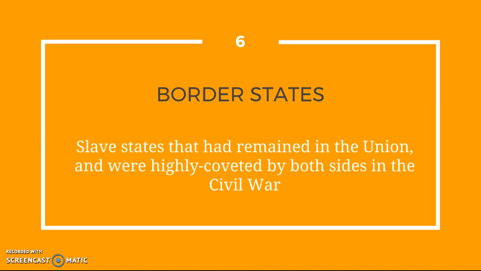Now that brings us to our first key term of this video, which is border states. And as I just talked about, border states were slave states that had remained in the Union and were highly coveted by both sides in the Civil War. Obviously, both sides were looking to control as much land and have as many citizens as possible, but if these states had chosen to secede along with the other slaveholding states, this would have been disastrous for the Union.